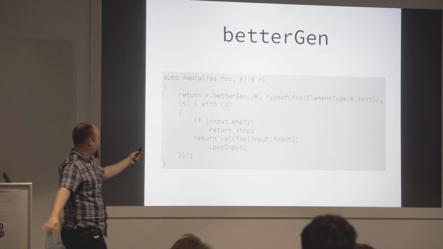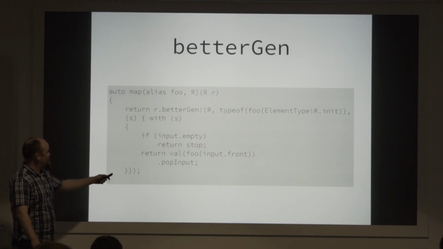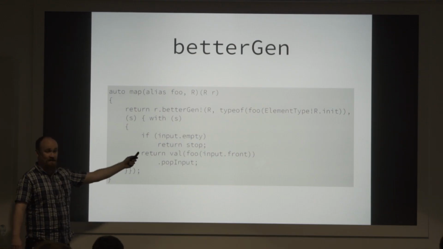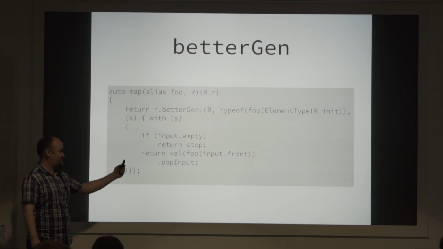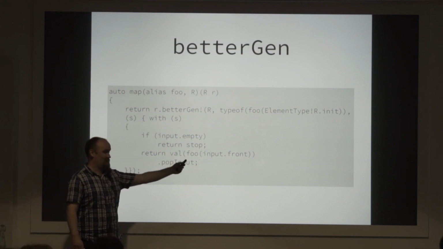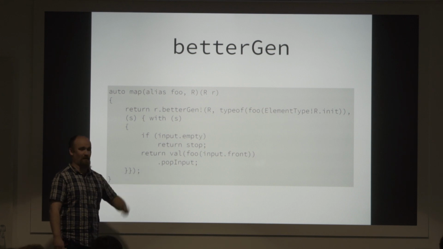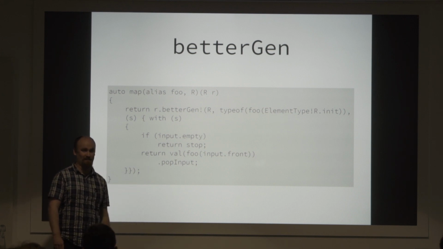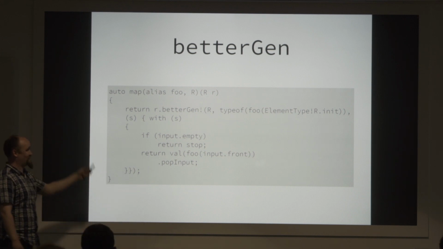So this is just a function that seems pretty sensible. If the input's empty, stop. Otherwise, return the value of the front and pop it. Pop the input range. And that works. That just gives you map.